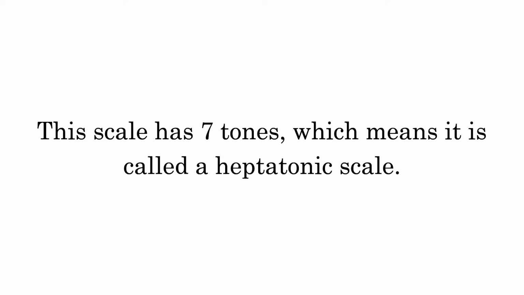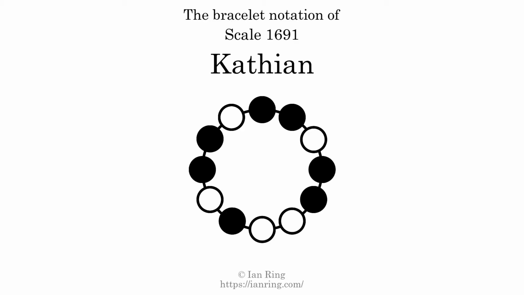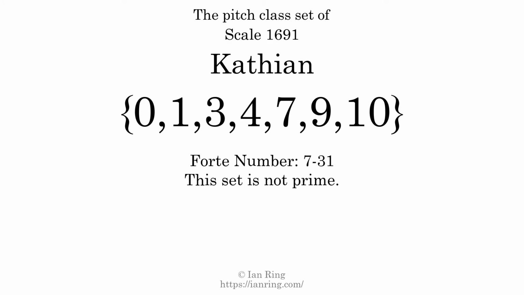This scale has 7 tones, which means it is called a heptatonic scale. This is a bracelet notation diagram of scale 1691. The shaded circles represent tones that appear in the scale, and they are read clockwise, starting at the top. The pitch class set for this scale is 0, 1, 3, 4, 7, 9, 10.